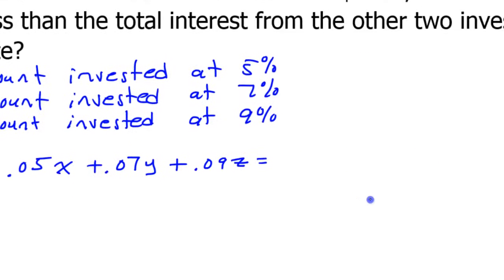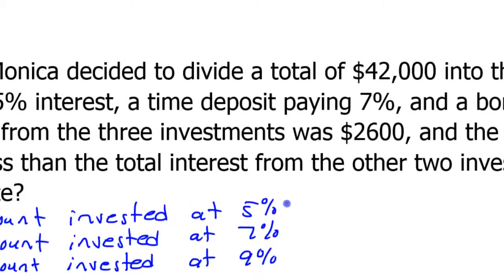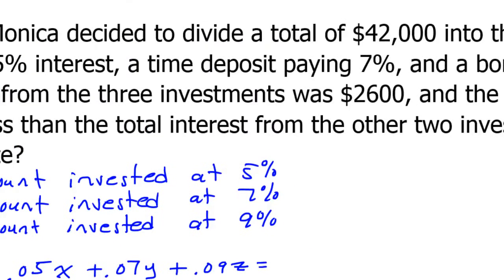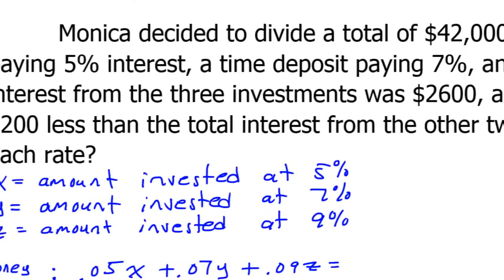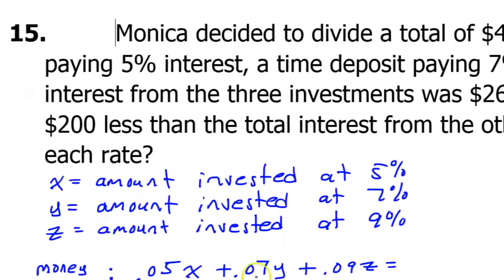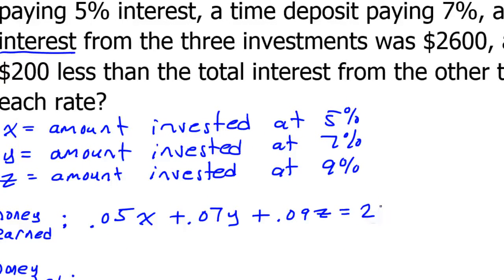Okay, so now I'm looking for the total amount of money earned, which we already agreed is not the $42,000. So what's the total amount of money earned? $2,600. It says her total annual interest. Interest is the amount that she's earning, which is $2,600. So that's why that number goes here.